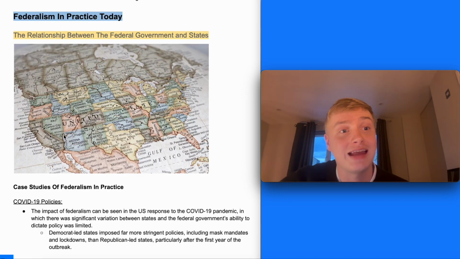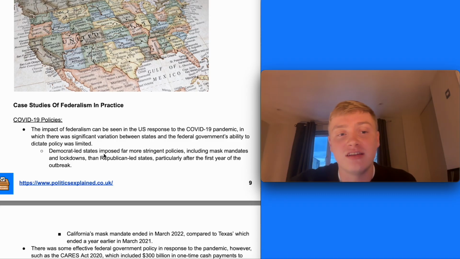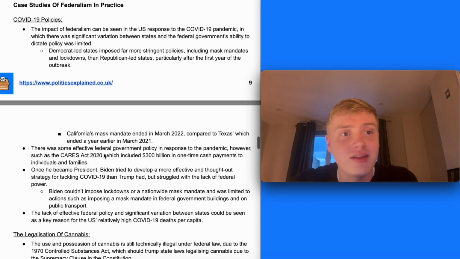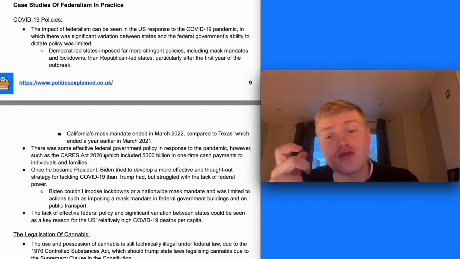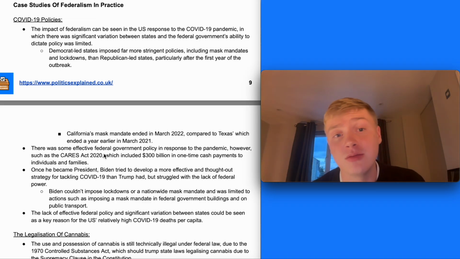Okay, so what we're going to have a look at now is federalism in practice today, starting by looking at case studies. So first one of these is COVID-19. As I said, when looking at Donald Trump's response to federalism, a lot of the control over the response to COVID was given to the states. And its impact can be seen in the fact that there was significant variation between the states, and the federal government's ability to dictate policy was very limited.